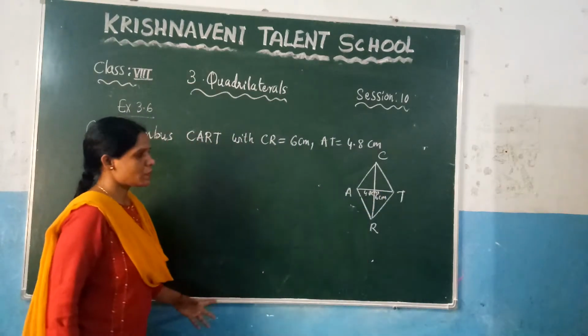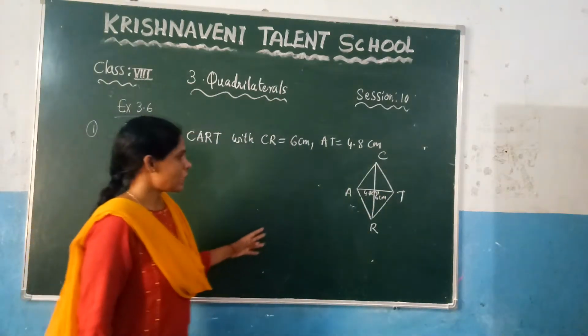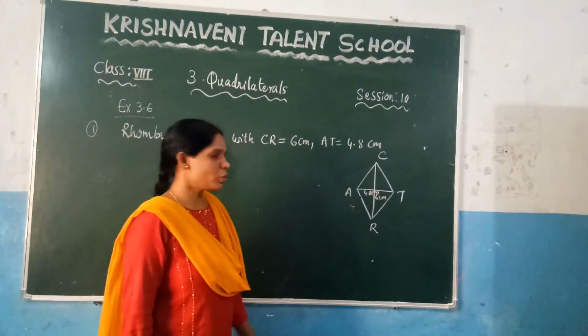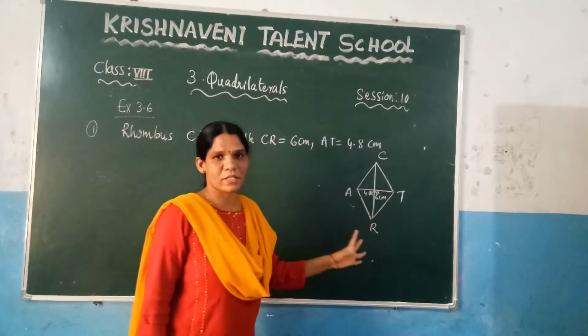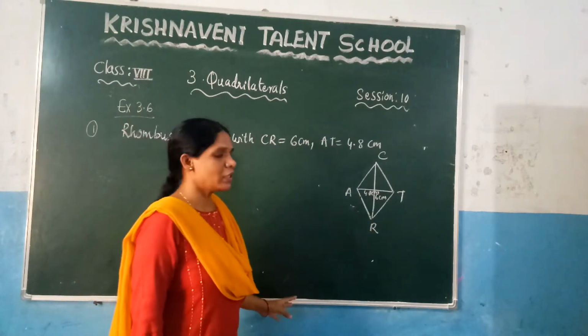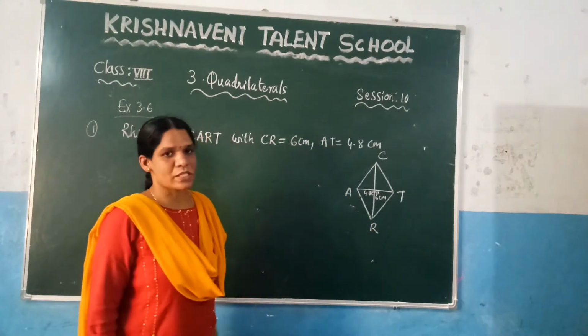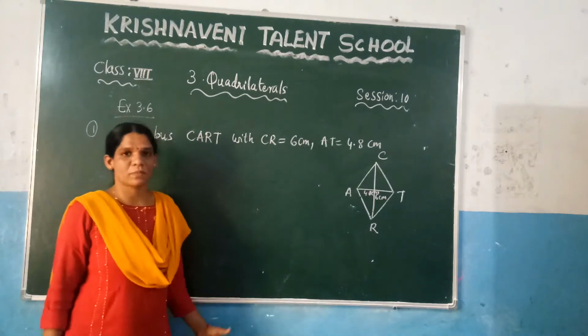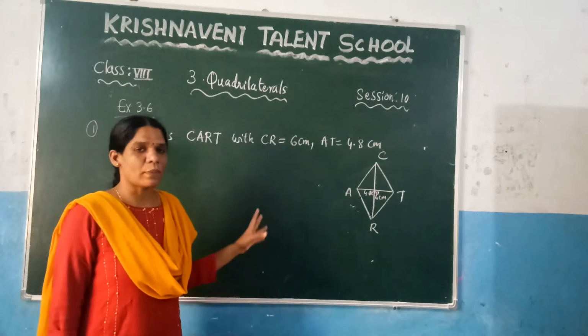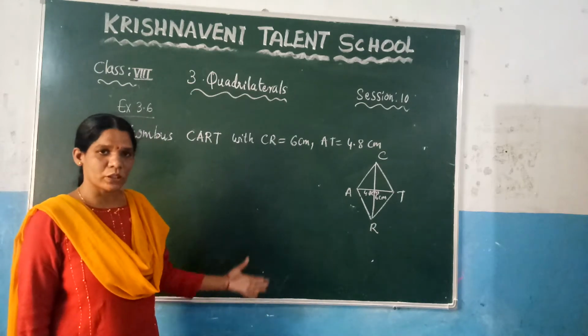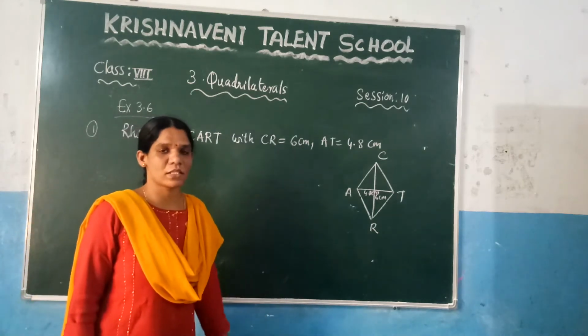Now, you can observe that the lengths of the sides are not given. You don't know any of the sides, whether AC, CD or anything. They have given only the diagonal measurements. If you are given the diagonal measurements, how to construct the rhombus? Again, you need to know the properties of the rhombus. If you know the properties of the rhombus, you can construct this quadrilateral.